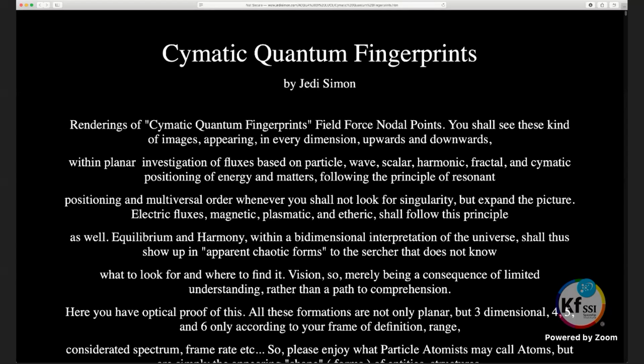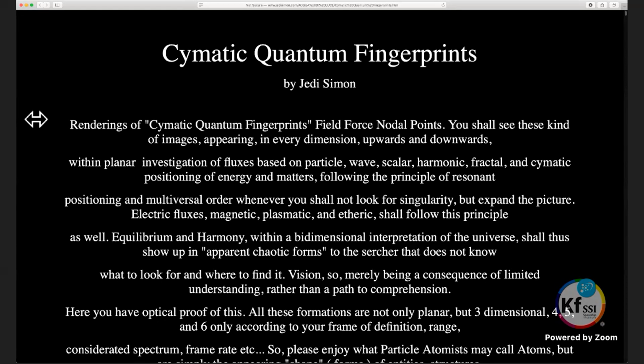We'll wait for Dean and have a look at what Jedi has to offer here. So let me get that lined up. Cymatic quantum fingerprints. All right.